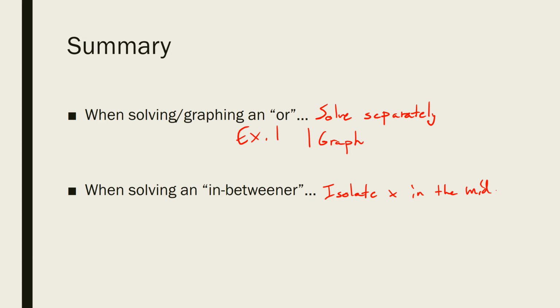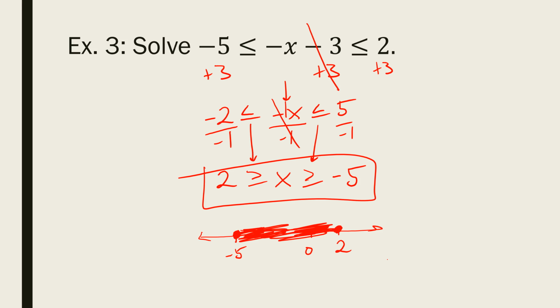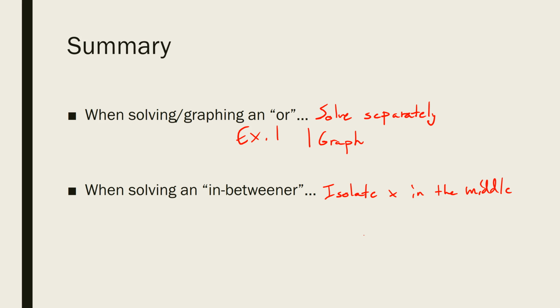And whatever you do to isolate x in the middle, you have to do to both outsides. So here, if I decided to add 3 to isolate x, I also need to add 3 to this side and this side. And then remember, your graph should look something like this. You're shading in between because it's an in-betweener.